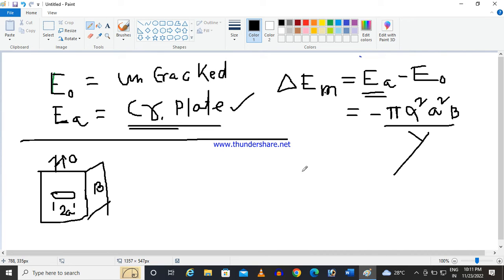Now another energy component is also responsible for the propagation of the crack, which is the change in surface energy. Because if there is a propagation, and as we first saw there is a stress distribution, there will also be a significant change of surface energy. We define that as delta ES, which is given by, so there are two surfaces, one is the top surface of the crack and another is the bottom surface.